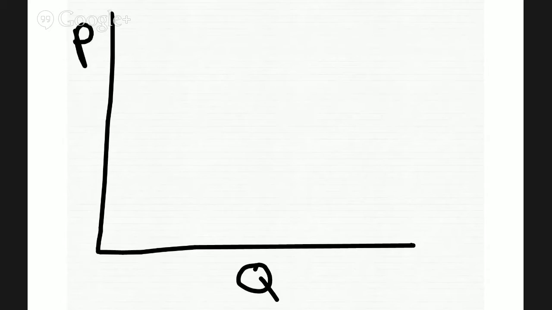Start labeling my axes with the P and the Q for price and quantity. Since I'm drawing a supply curve here, which direction is it going to slope? Up. Thank you. It's going to slope upward. There's my supply curve. Fantastic. Now I just kind of got a generic supply curve here.